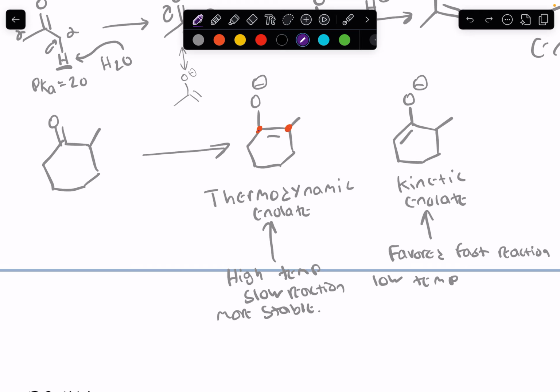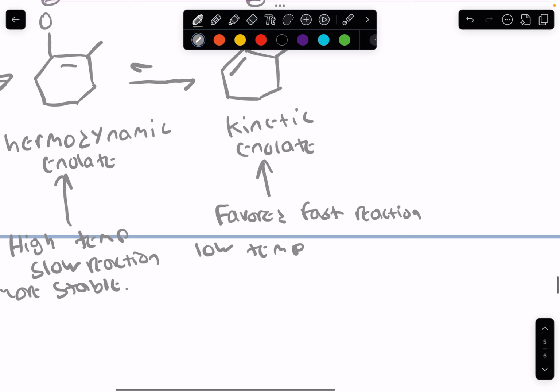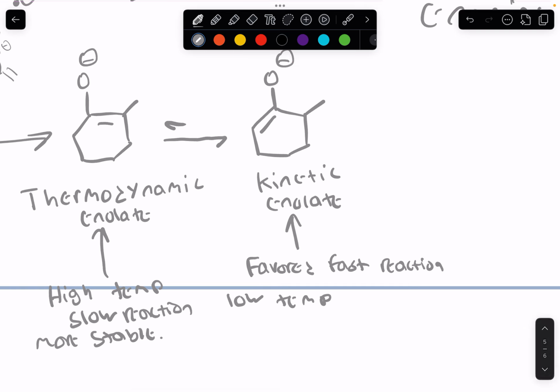But this only forms at a higher temperature and the reaction takes longer, but it is more stable. But you don't get as much of it. If we're talking about arrows, you probably are looking at something like this. You're getting a lot more kinetic product than thermodynamic product. Kinetic product forms faster, and it's done at lower temperatures.